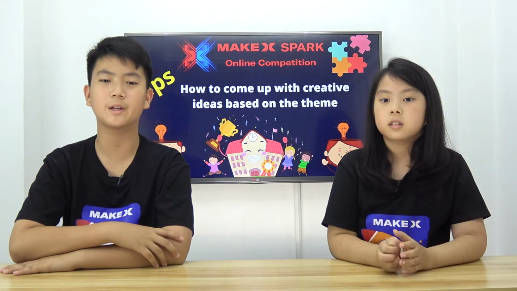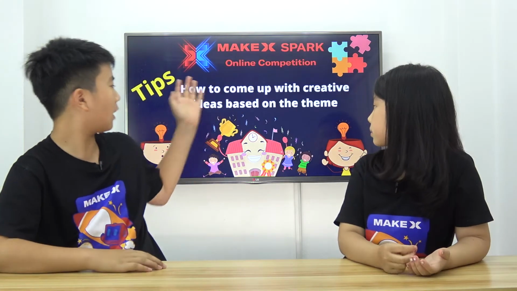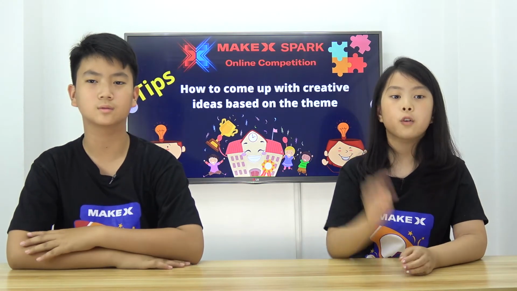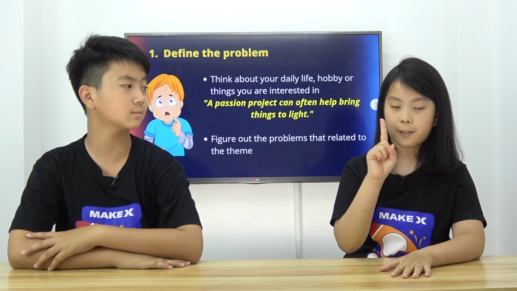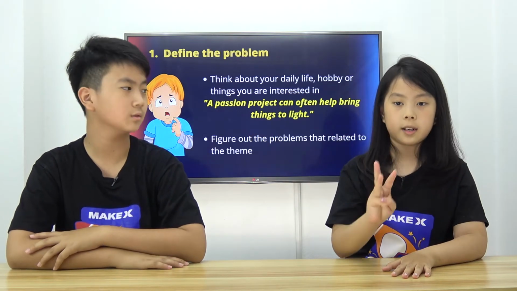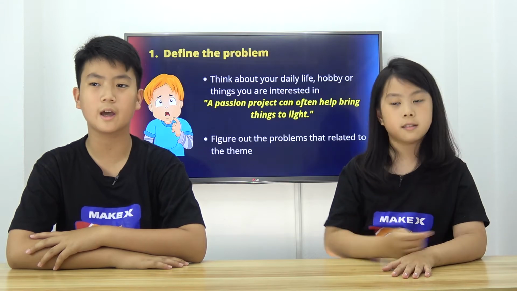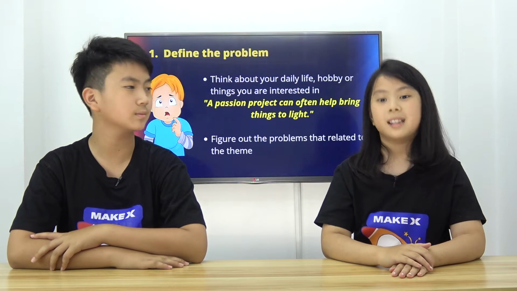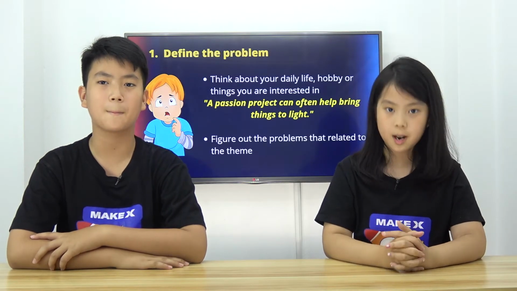Okay, today we're gonna be showing you tips on how to come up with creative ideas based on the theme. Yep, there's 4 steps in total. The first one is to define the problem. The second one is to generate alternative solutions. The third one is to select solutions. And the fourth one is to implement. Yep, let's start with the first one, which is define the problem.